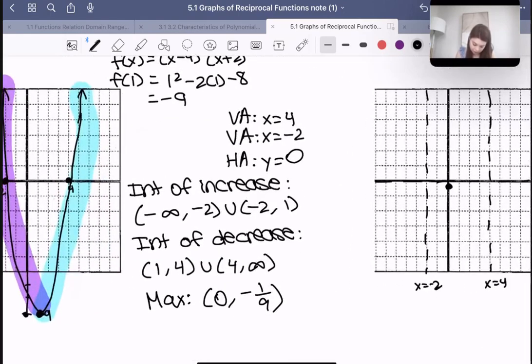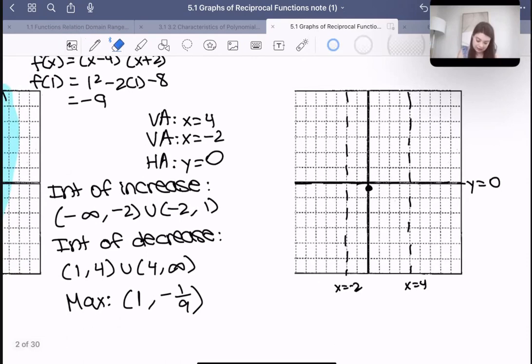Oh, no, I did this incorrectly. Sorry, I said 0, -1/9. It should be 1, -1/9. My apologies there. I was going to say that doesn't look right. That doesn't seem right, and that's why it isn't. So there we go. Then we have an interval of increase from -2 up to 1. So up to our maximum, we're increasing, and then after we're decreasing. So we have something that looks like that.